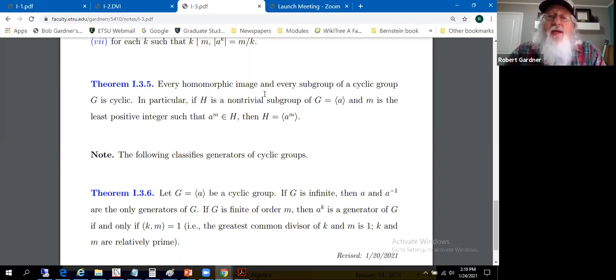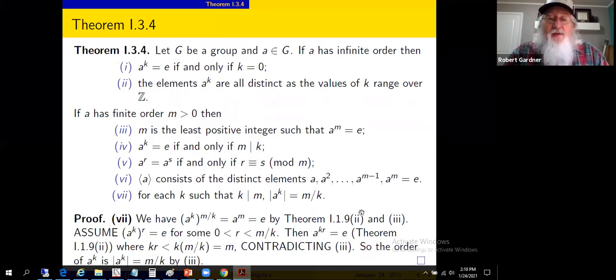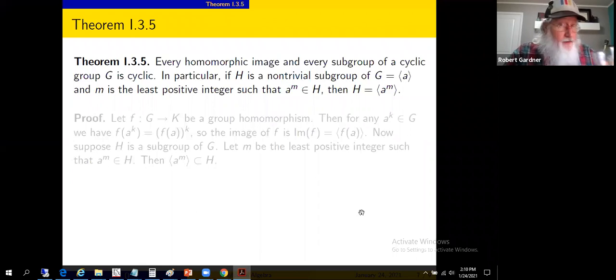So homomorphic images of cyclic groups are cyclic. I think that'll be pretty straightforward. And subgroups of cyclic groups are cyclic, and this is a way to generate those subgroups. Down below, we'll give generators if and only if. So this is more specialized in what the subgroups look like. So let's look at 1.3.5. Making claims that, first off, homomorphic images of cyclic groups are cyclic.